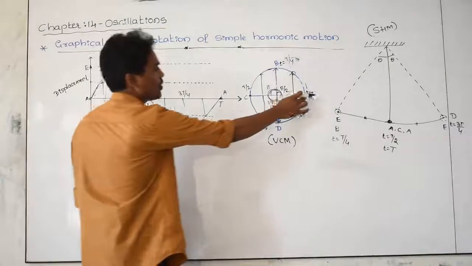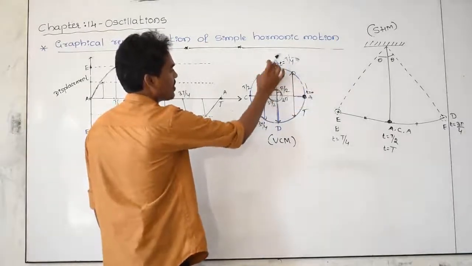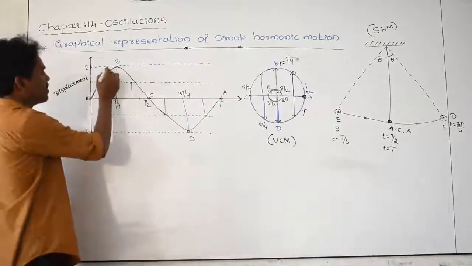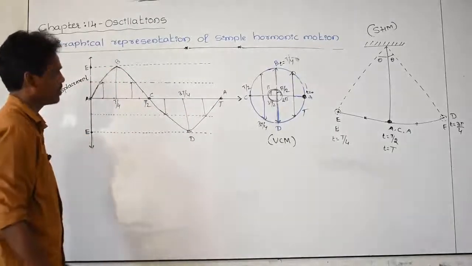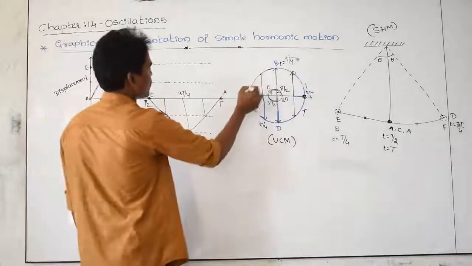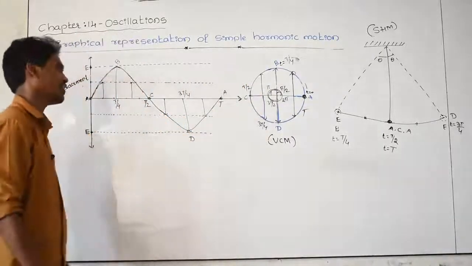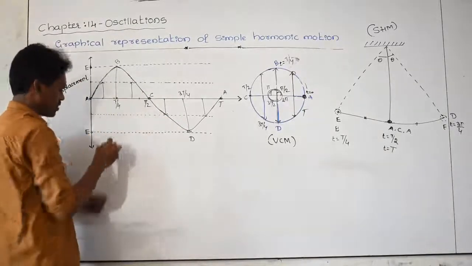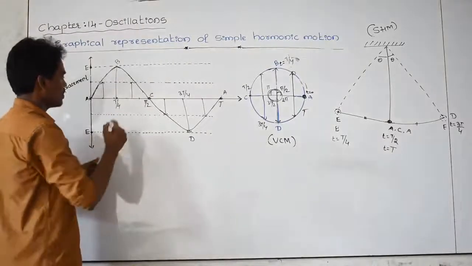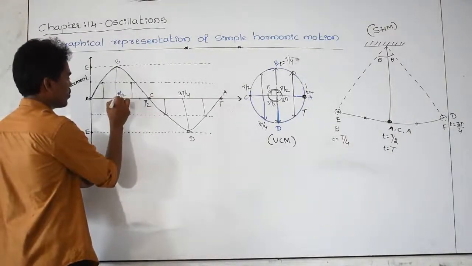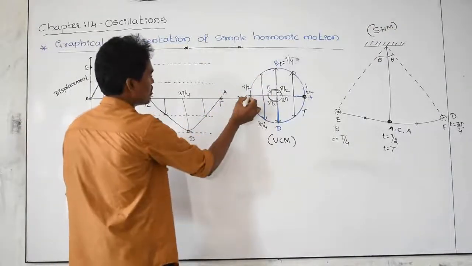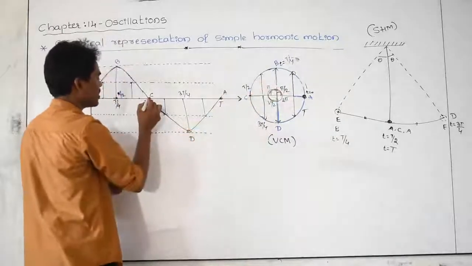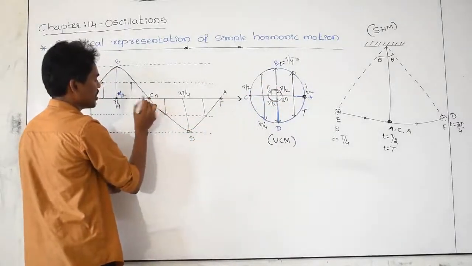And from A to B, what is the phase angle? From A to B, phase angle is pi by 2. And again from B to C, that is pi, means 180. This is pi by 2 phase angle at this point. If the body is moving from B to C, what is the phase angle? 180. 90 plus 90, 180, in terms of radian, that is pi.